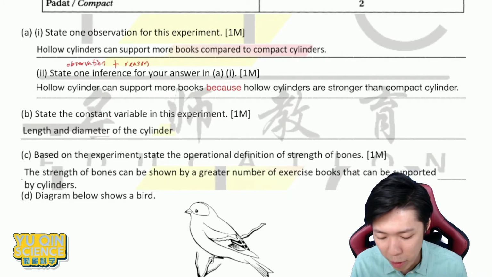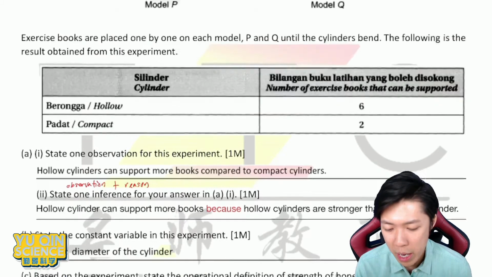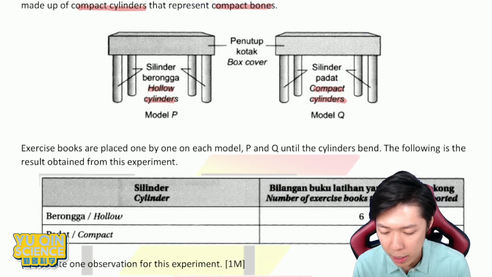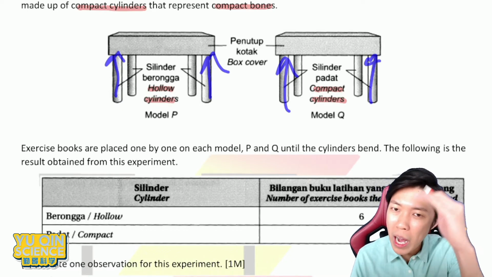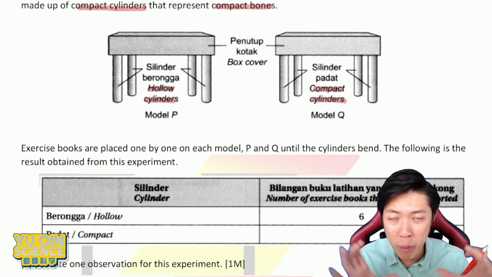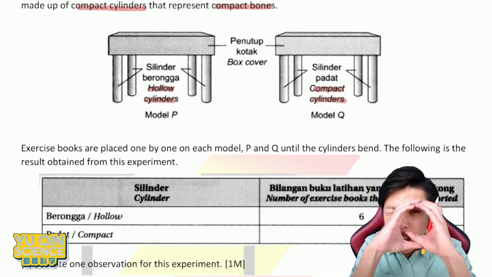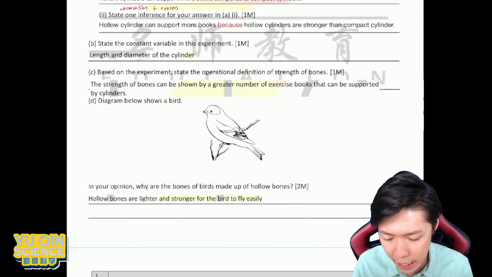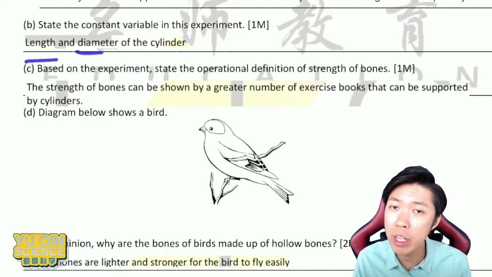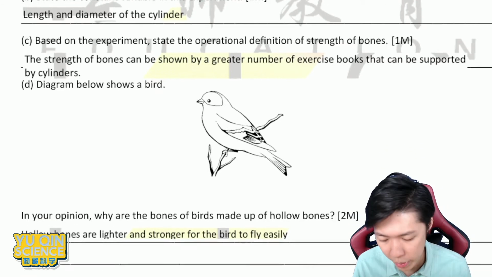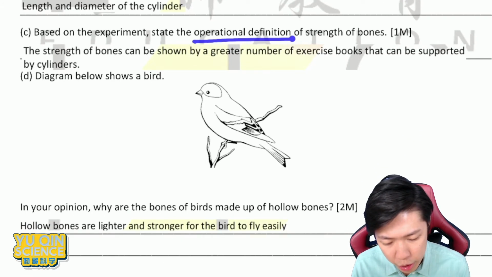Right, next one. Constant variable means things that must be fixed and fair between these two experiments. Something that must be fair will be the height or the length of the cylinder. If it's too high, then maybe not so stable, right? So the lower the better, but both must be the same. Or the diameter, how thick is the cylinder? That actually matters. So I say both, but you can choose one to write.